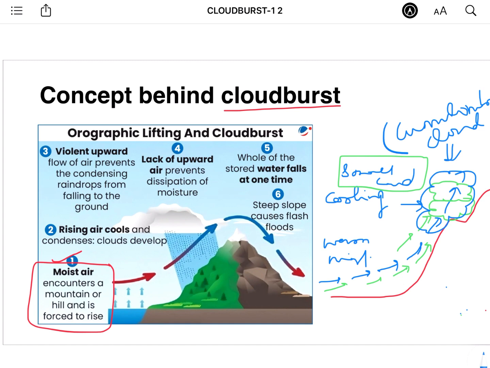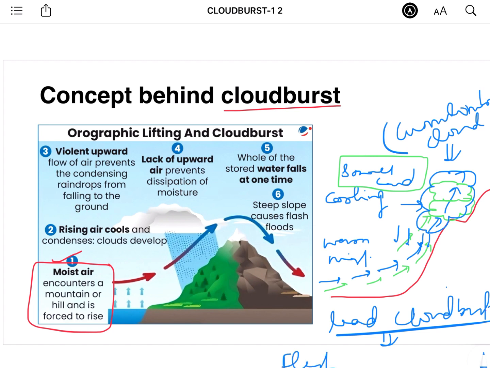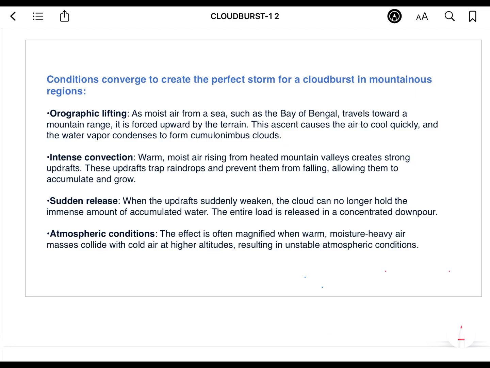Suddenly this will become so heavy that it cannot further bear the weight of the water droplets, and so it comes down in the form of rain. The rain is so heavy that it leads to the cloudburst. Because the cumulonimbus cloud has a lot of moisture in it, it leads to flash floods and landslides, especially in mountainous regions. We have seen the concept of the cloudburst. Now we will see what the conditions are.